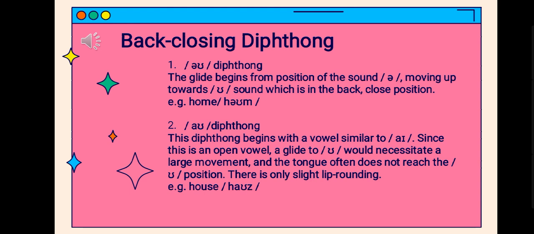Hello, I am Suhartatik. My student ID number is 19320095, and here I would like to continue our material today. So previously we have learned about front closing diphthongs, and now we are going to learn about back closing diphthongs that end with O. Actually, there are two kinds of back closing diphthongs that end with the O sound.